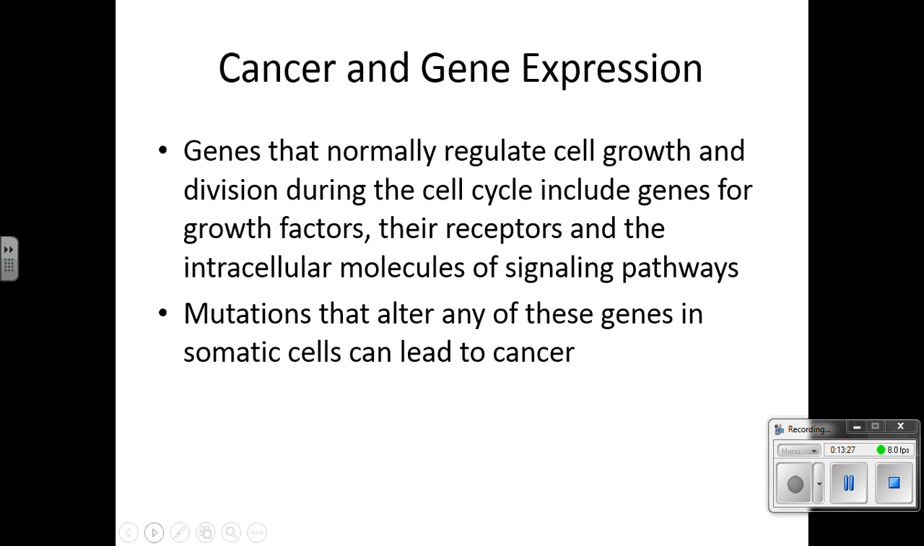We're going to talk a little about how gene expression influences cancer. Genes that normally regulate cell growth and division during the cell cycle include genes for growth factors, their receptors, and the intercellular molecules of the signaling pathways. Mutations that alter any of these genes can lead to cancer.